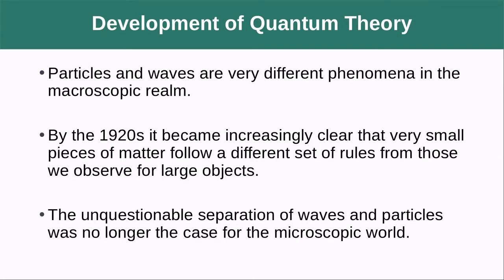So, in the development of quantum theory, particles and waves are very different phenomena in the macroscopic realm, but they start to become almost the same thing in the quantum realm. This became clear in the 1920s, that small pieces of matter follow a different set of rules than what we observe in the macroscopic world, and that the separation between waves and particles starts to break down when we get really small.